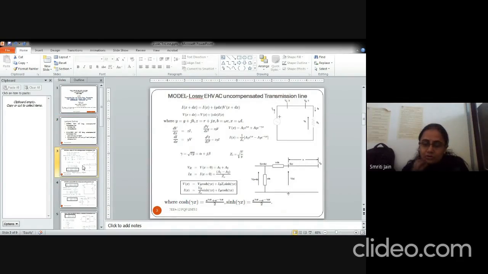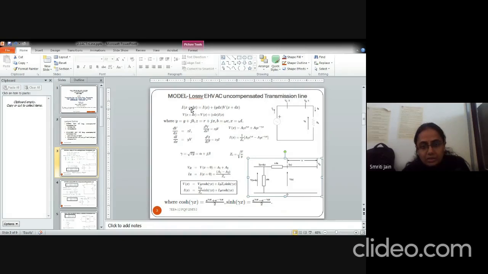So basically, if we talk of the lossy EHV AC uncompensated transmission line, the Thevenin network can be shown like this. For this particular transmission line, if I talk of a distance x from this point to the receiving end, a distance dx will be there from this point to the sending end. So we are modeling the transmission line from the sending end to the receiving end, taking the distance to be x plus dx. The current Ix plus dx will be given by this equation, and the voltage for x plus dx distance, that is the sending end voltage, will be given by the second equation.